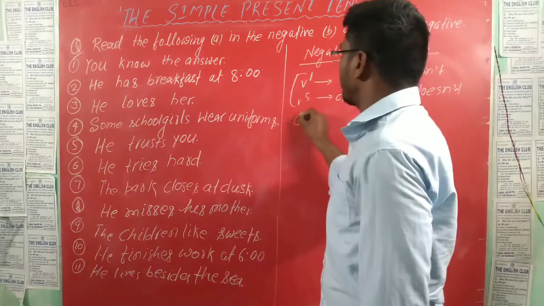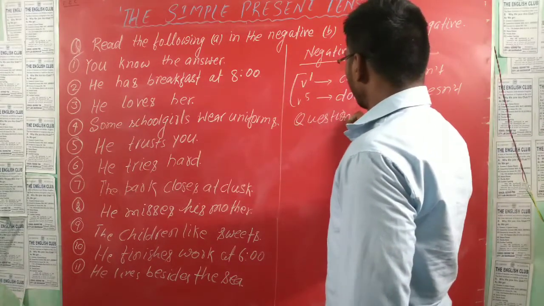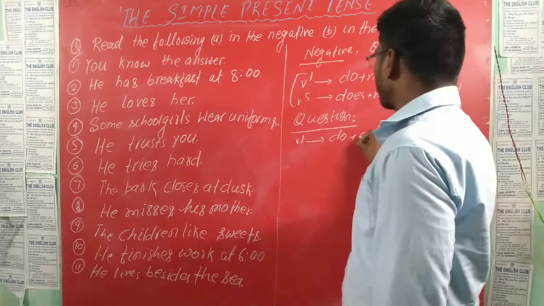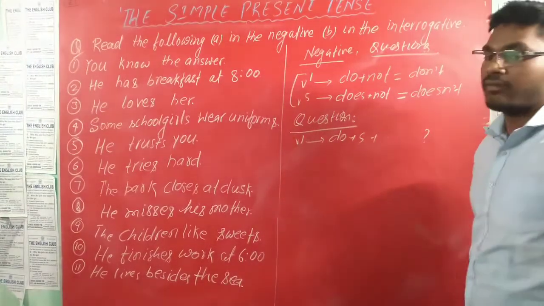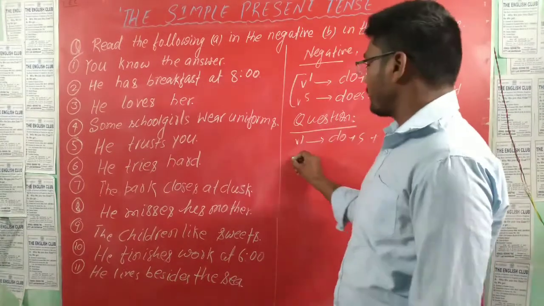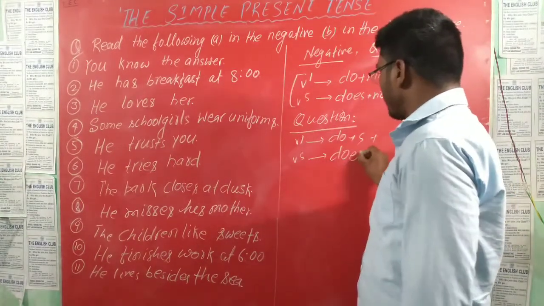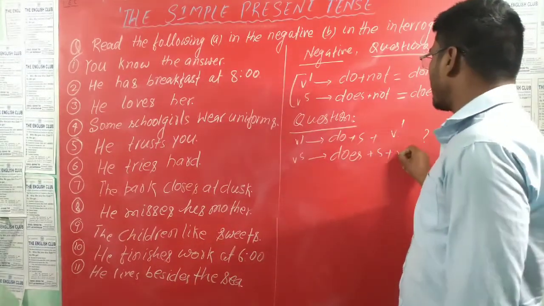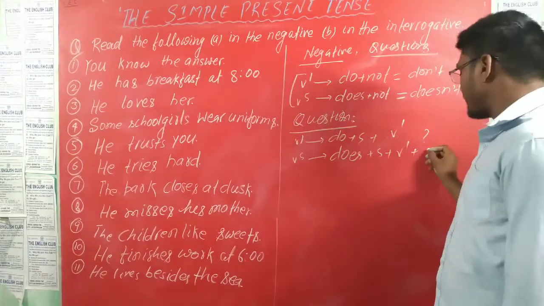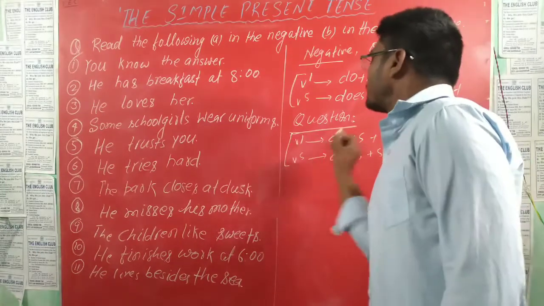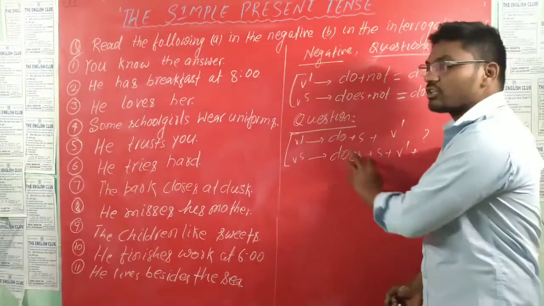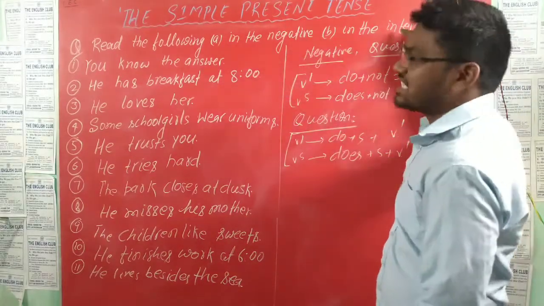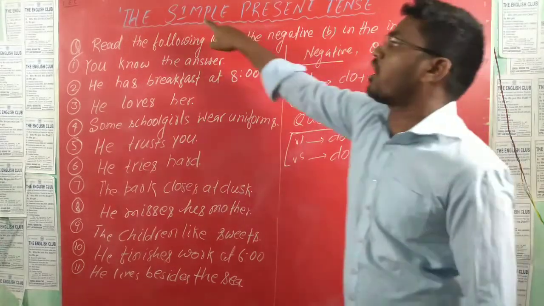Similarly, when we are making questions, in case of V1 form we have to mention do before the subject, then the rest of the words, and at the end there will be a question mark. In case of V5 we have to mention does before the subject, followed by the V1 form, because in simple present the verb returns to V1 form, then the rest, and at the end a question mark. These are the two rules that we have to keep in our mind forever for making sentences negative as well as interrogative in simple present tense.